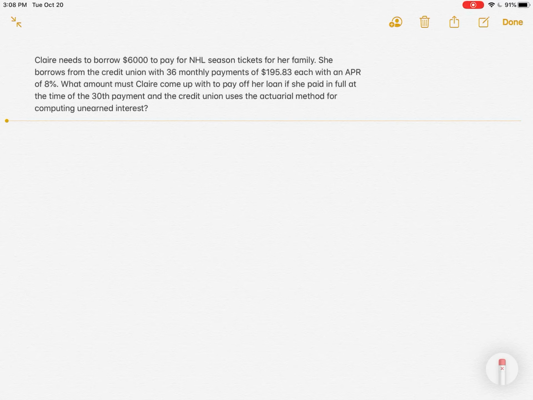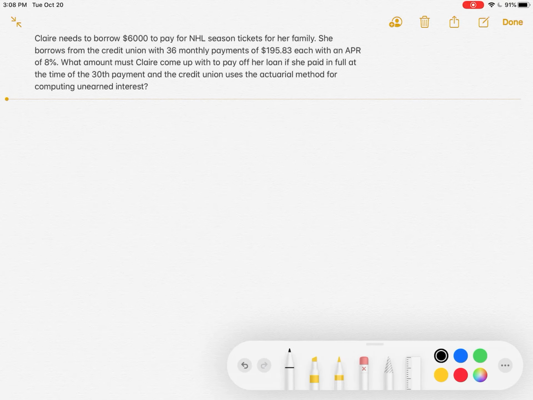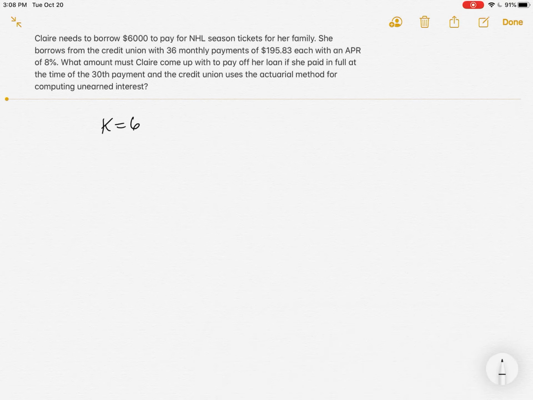So this is very similar to a problem that we did just 2 problems ago. We have 36 monthly payments, but she's paying it off on the 30th payment. That means she's paying it off 6 payments early, so K is equal to 6. The regular monthly payment, R, was $195.83. We're going to have to take that into account. But we also need the H. The H is going to be very important for us.